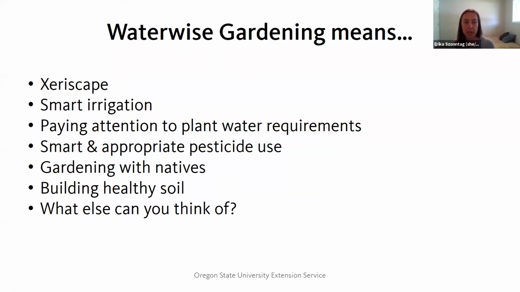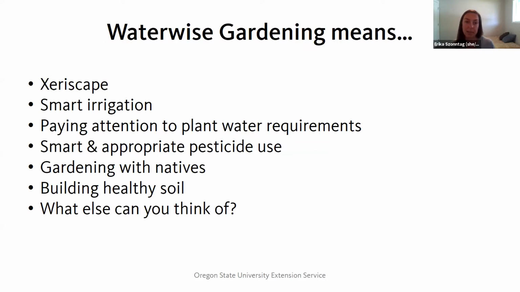Waterwise gardening also means using smart irrigation practices, paying attention to plant water requirements, smart pesticide use like we talked about, and gardening with natives. Using all of these approaches will help you reduce your water use. It will also bring down that water bill. So, a pro of waterwise gardening is saving time and money. Saving money on your water bill, on irrigation equipment, for example. And once a waterwise landscape is established, it tends to be really low maintenance. So it's really a win-win in the end.